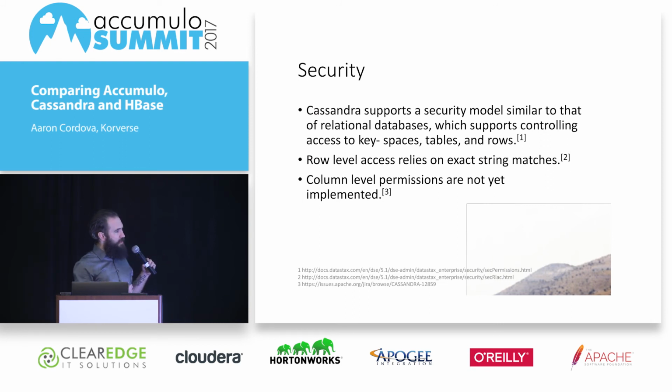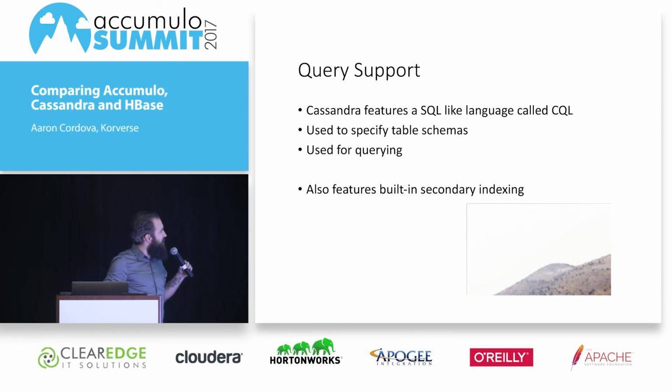It does have row-level access, but it relies on exact string matches, which is less flexible than Accumulo and HBase. Column-level permissions are not yet implemented. Again, you got this thing called CQL. You use it to define table schemas and querying, and it has built-in secondary indexing. I want to talk about what the limits are, though, to that.